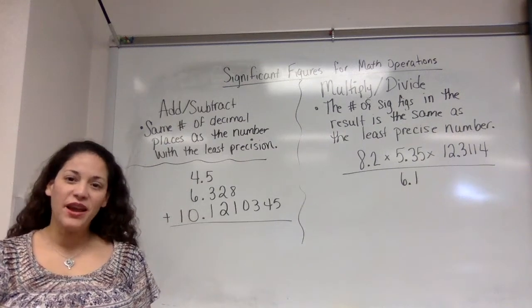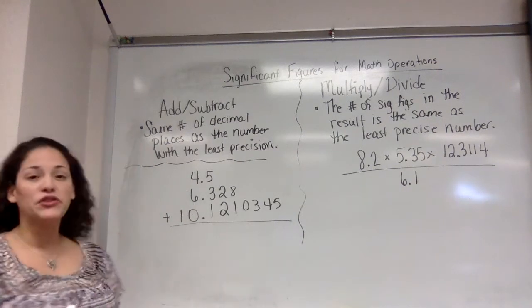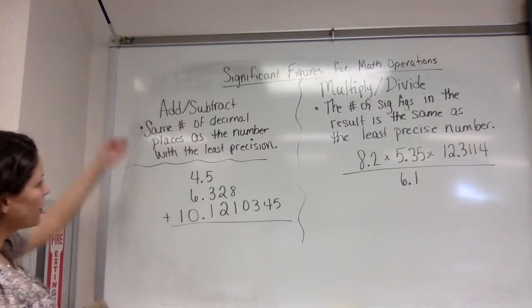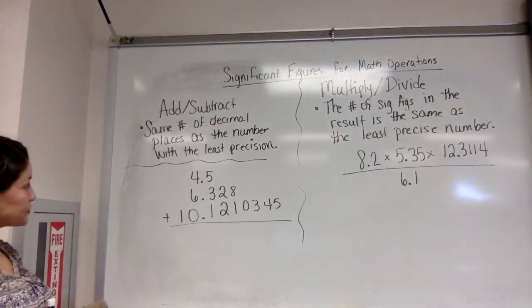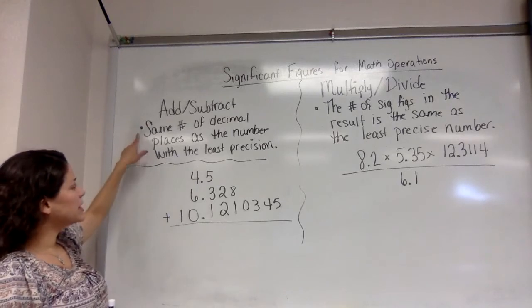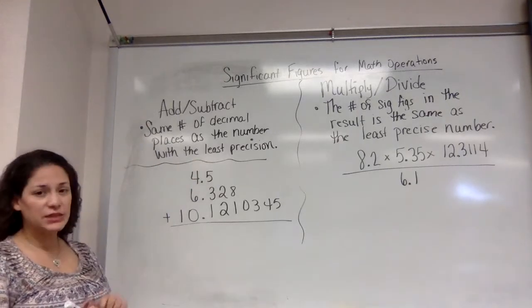This is Mrs. Verona, another mini lesson on significant figures for math operations. The very first one we'll look at is add and subtract. You're going to look for the same number of decimal places as the number with the least precision.